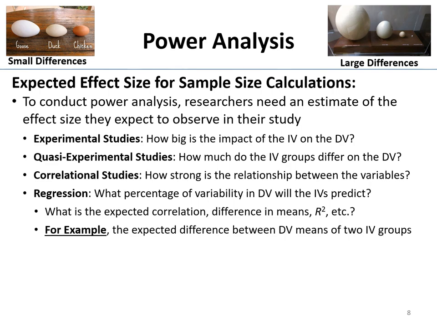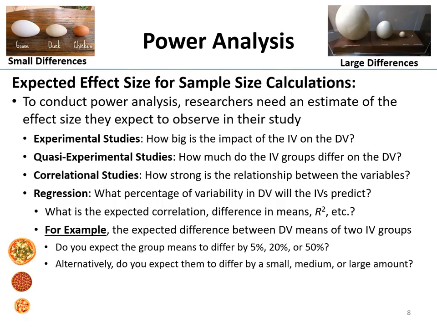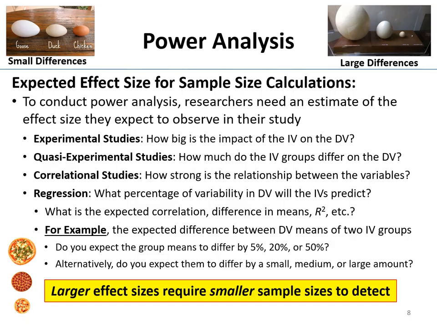So for example, what is the expected difference between the dependent variable means between two different independent variable groups? Do I expect them to differ by 5% or 20% or 50%? Another way to think of this is, do I expect them to differ by a small, a medium, or a large amount? So it turns out, and this should be no surprise, based on our prior discussions of power, that larger effect sizes require smaller sample sizes to detect, and the converse is true. Smaller effect sizes require larger sample sizes to detect.